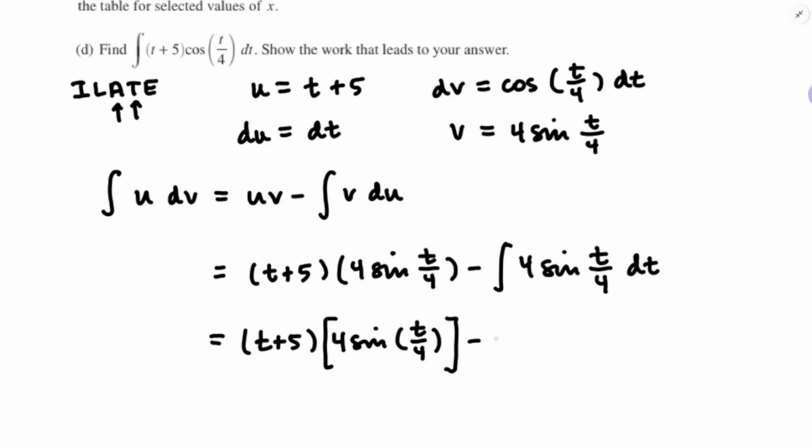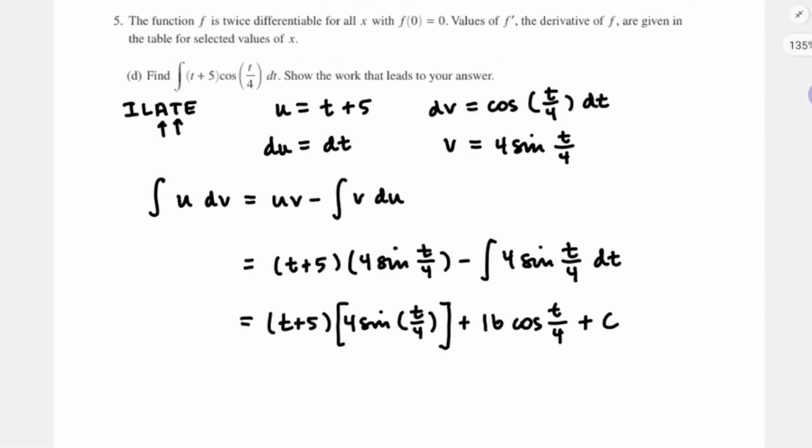There's going to be a 16. Antiderivative for sine is negative cosine. So I'm going to make that a plus. 16 cosine of t over 4. And then we're going to add plus c. And then that's, you know, all we can do.